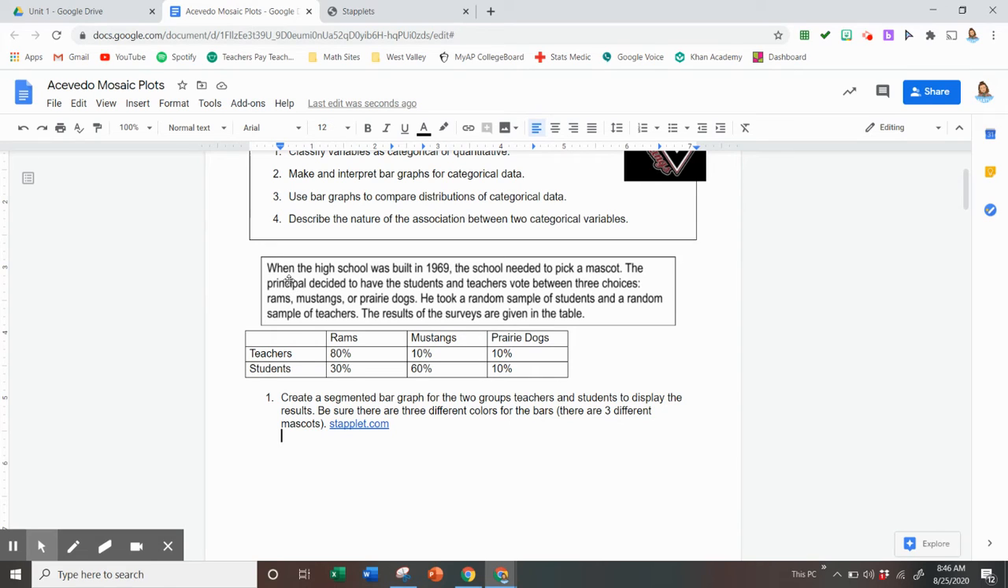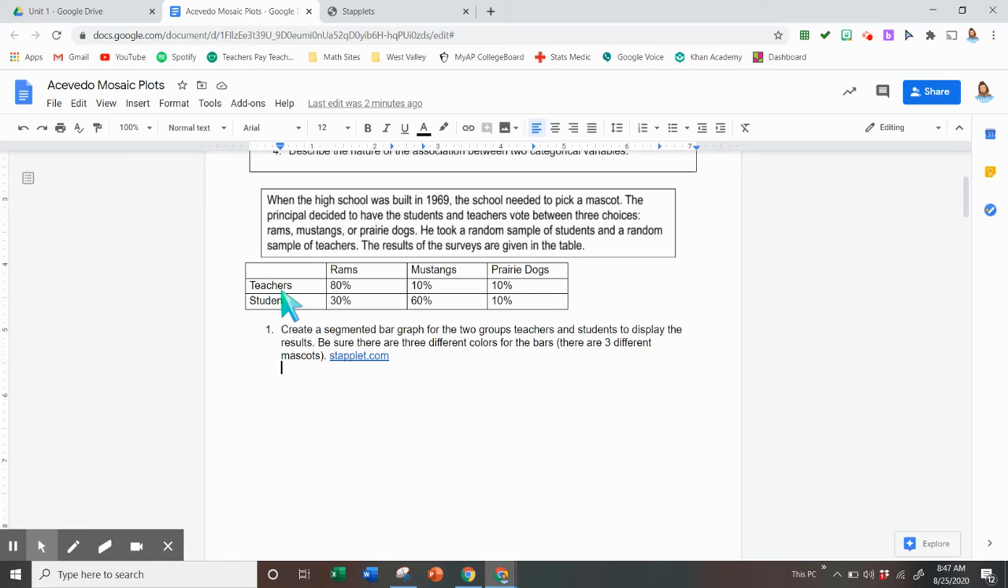Our scenario: when the high school was built in 1969, the school needed to pick a mascot. The principal decided to have the students and teachers vote between 3 choices: Rams, Mustangs, or Prairie Dogs. He took a random sample of students and a random sample of teachers. The results of the surveys are given in the table. So if we're analyzing the table, we can see the different categories of mascots: Rams, Mustangs, Prairie Dogs, and the 2 groups that were randomly sampled and surveyed, so the teachers and the students.